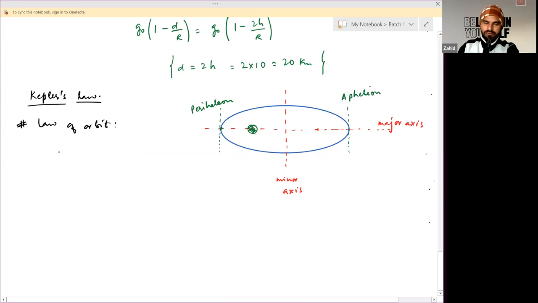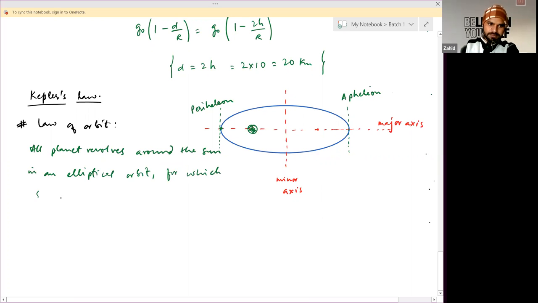So according to this law of orbit, all planets revolve around the sun in an elliptical orbit, for which the sun lies at one focus.